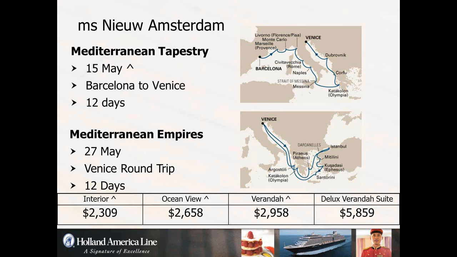The Nieuw Amsterdam continues on through sailing from Barcelona through to Venice, and you can see some examples of her itineraries here. She still remains on 12-day itineraries, and you can see the Mediterranean Tapestry is Barcelona through to Venice. Alternatively, you could do a round-trip Venice, which sees you going through into the Greek Isles and Turkey once again. So the lead-in price there is based on the Mediterranean Tapestry itinerary of 2,309 Australian dollars.